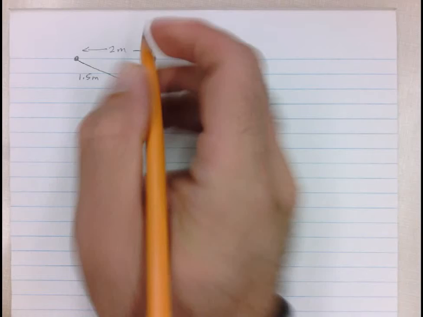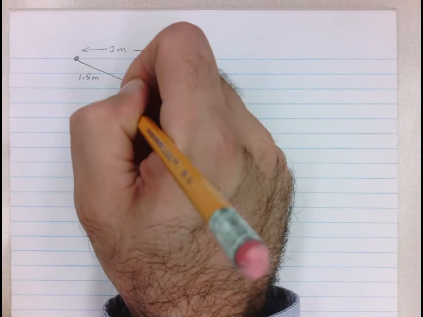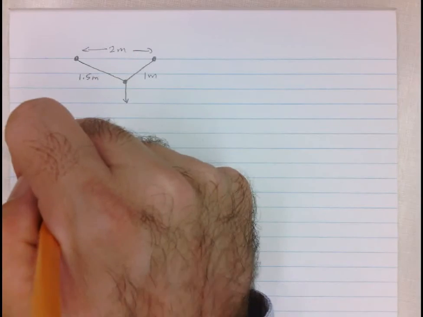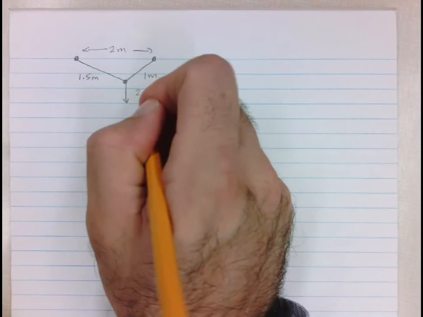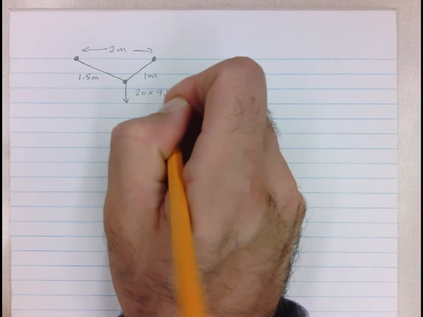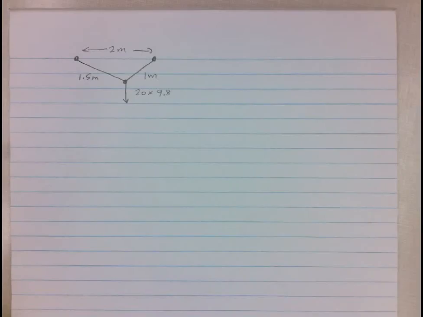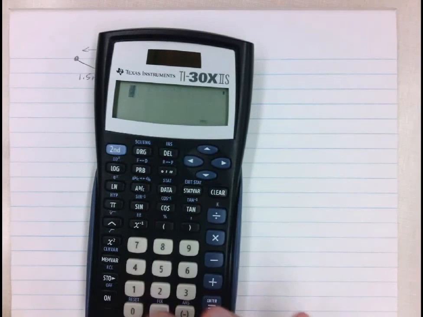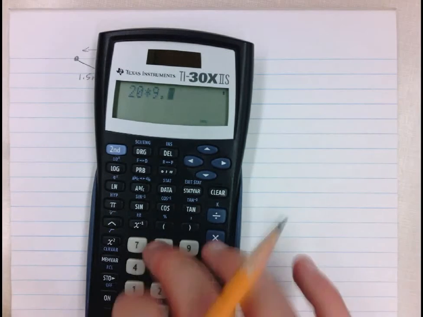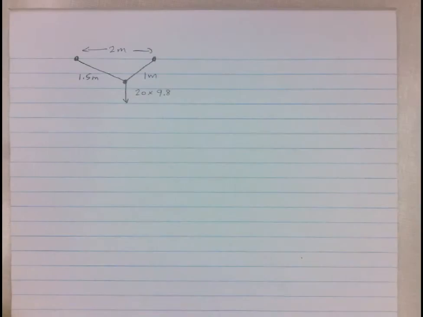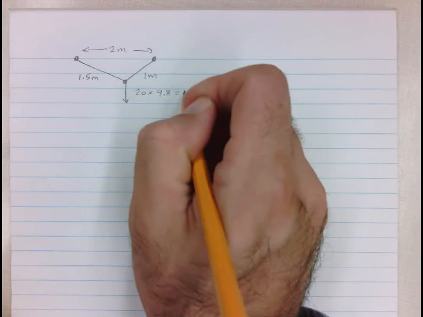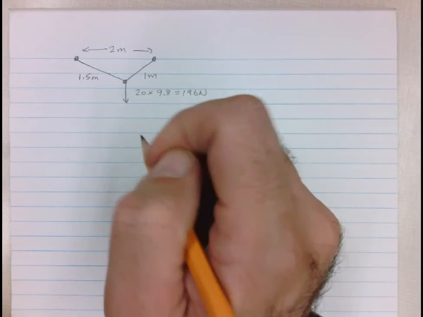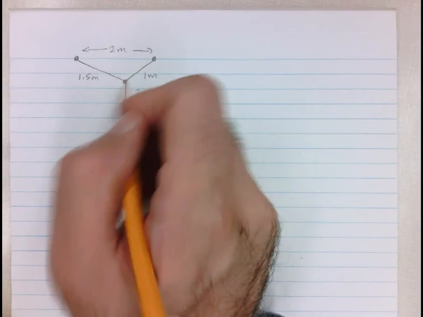The object that's hanging is 20 kilograms, so we know that we've got 20 times 9.8 as a force due to gravity. So let's check that out. 20 times 9.8, 196 newtons. What we want to do here is find the tension in the 2 strings.